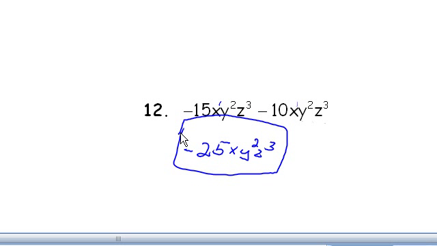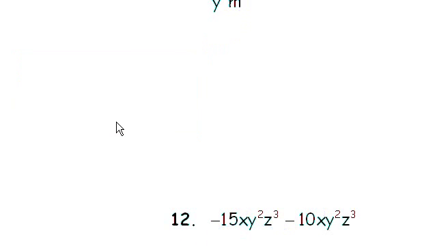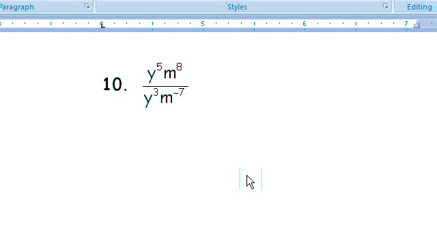Very good, very good, very good. Save changes. No. All right, let's keep on rolling.